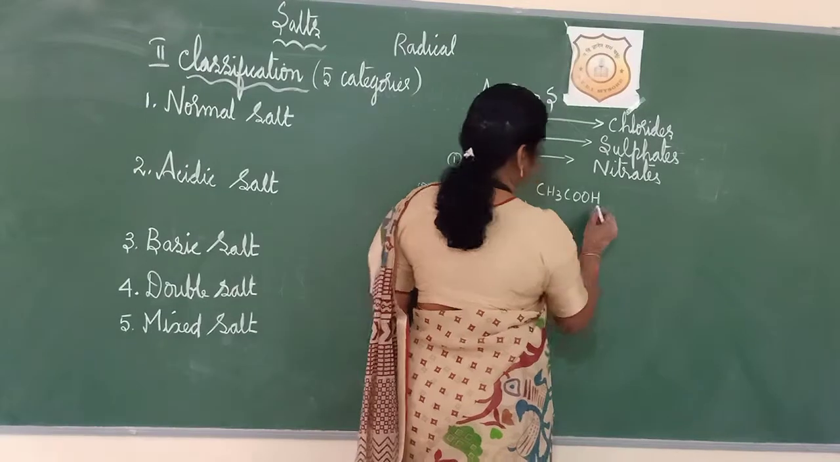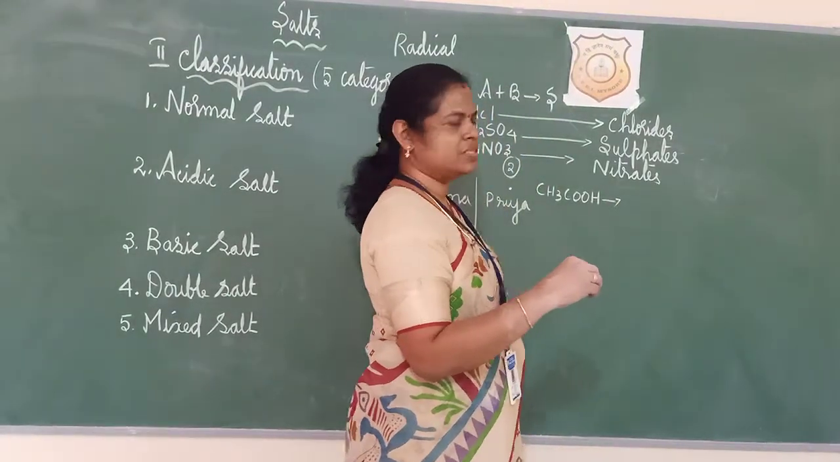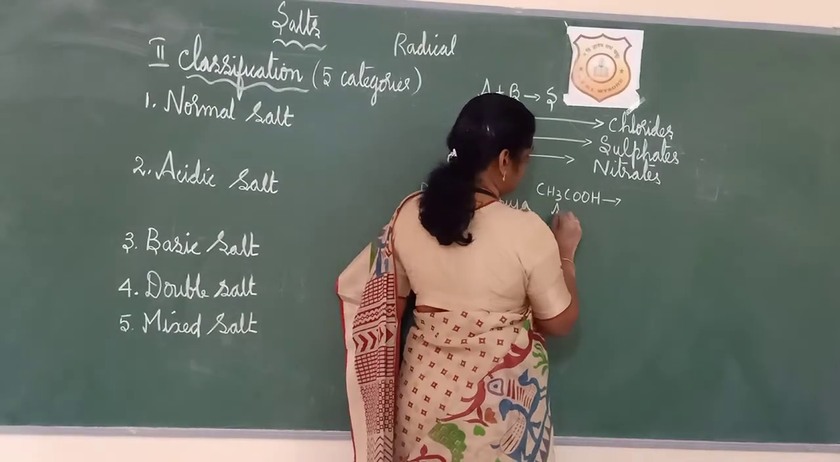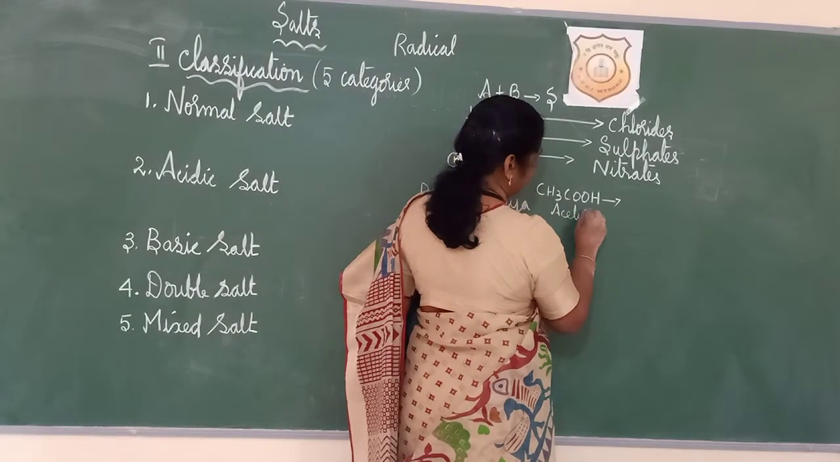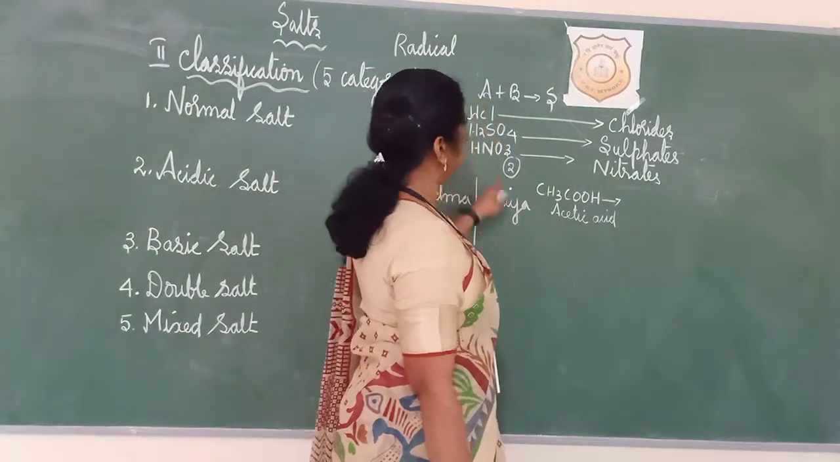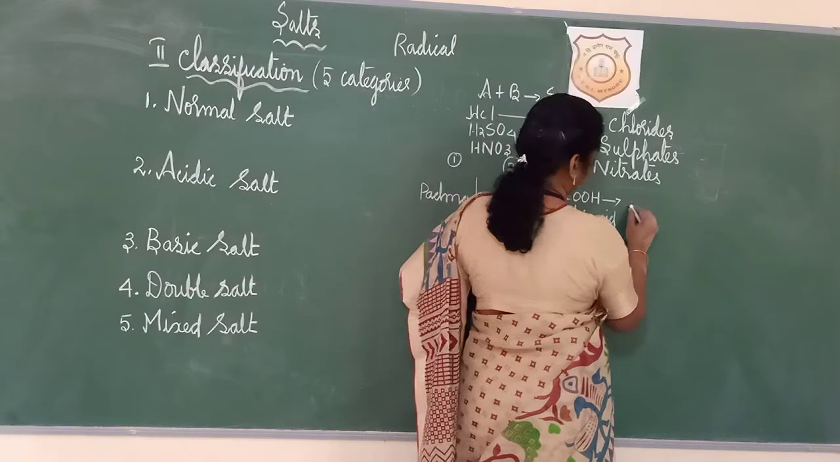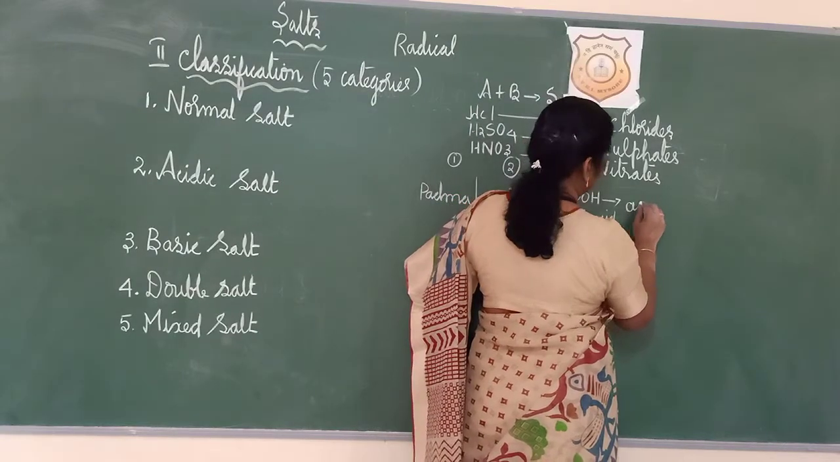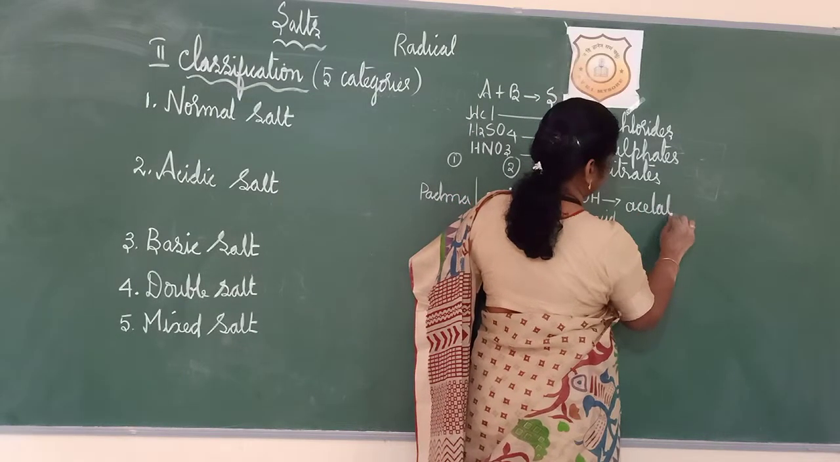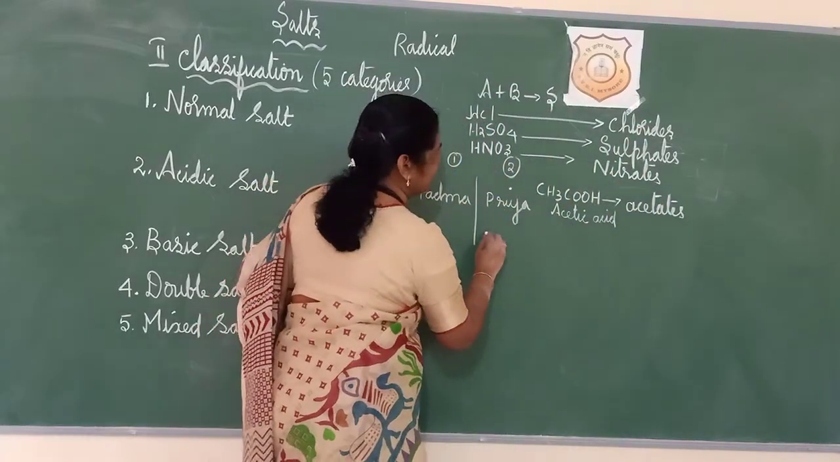This is nitrates. Okay, CH3COOH is what? CH3COOH is acetic acid. Do you remember, children? We have studied acetic acid, and if this acid is used in the preparation of a salt, then the salt's name will be acetates. Okay, so all these things will come in the second place.